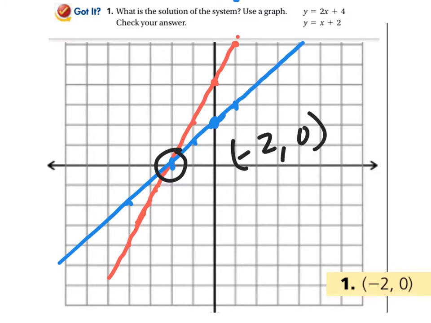So graph them, find where they intersect. Graph carefully, folks, especially on these, because they're going to come out nice. I'm not going to have something come out at like negative 2.75, 3.29. That's crazy. I'll do that on other ones, but not this type.